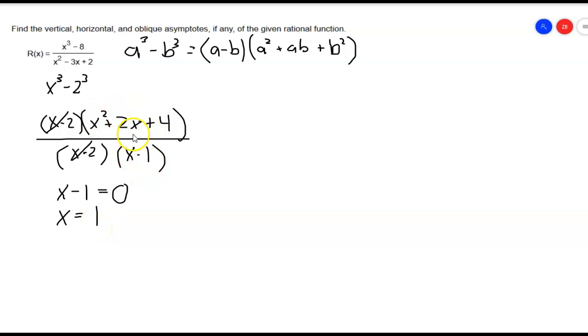I need to make sure that on the top, when I plug this 1 in, I do not get a 0, because if I do, then I have a 0 over a 0, and that is an indeterminate form, and it usually tells me that I can factor something out.